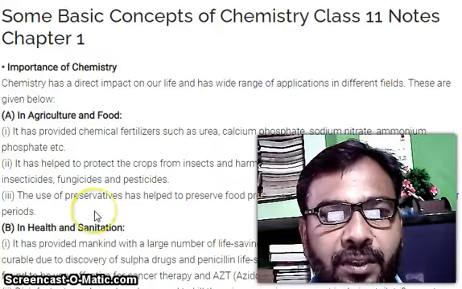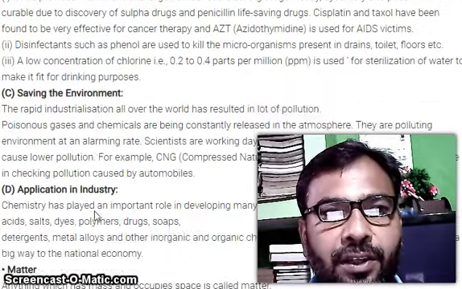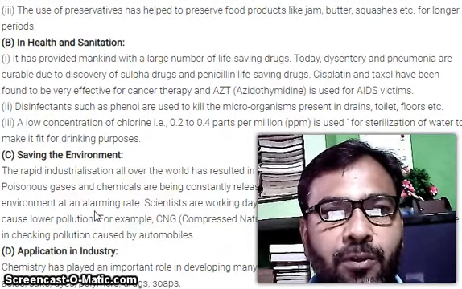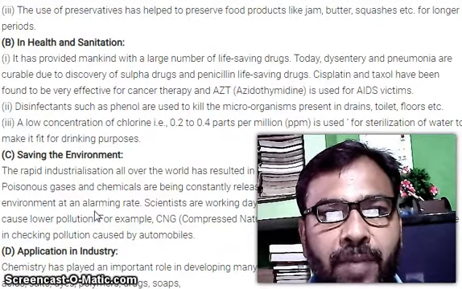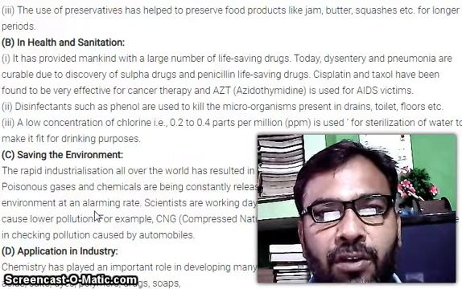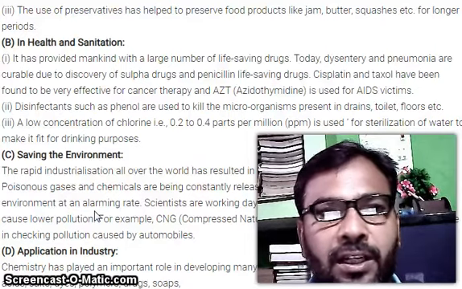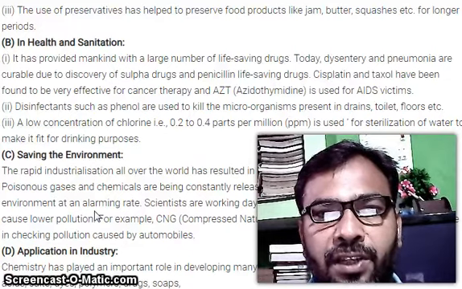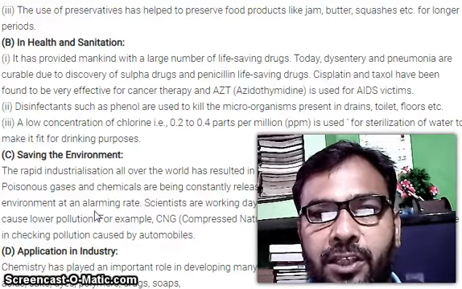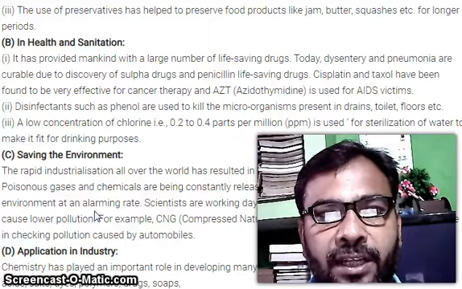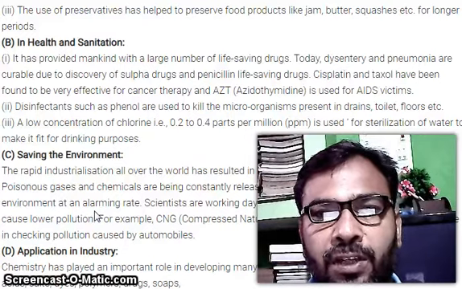The second application is in health and sanitation. It has provided mankind with a large number of life-saving drugs. Today, dysentery and pneumonia are curable due to the discovery of sulfa drugs and penicillin, life-saving drugs. Cisplatin and Taxol have been found to be very effective for cancer therapy, and azithromycin is used for its victims.